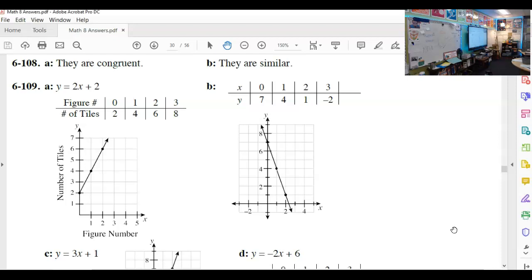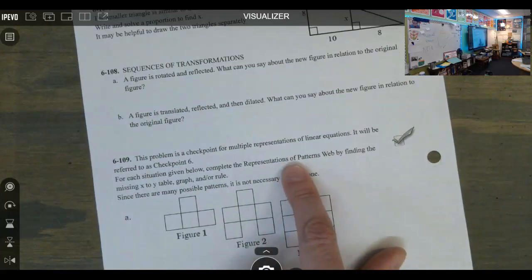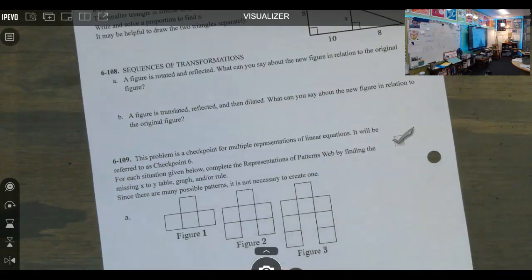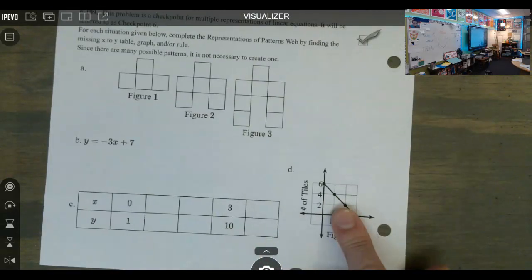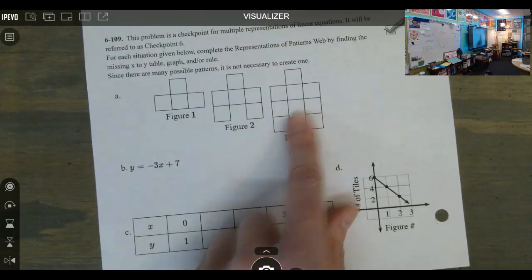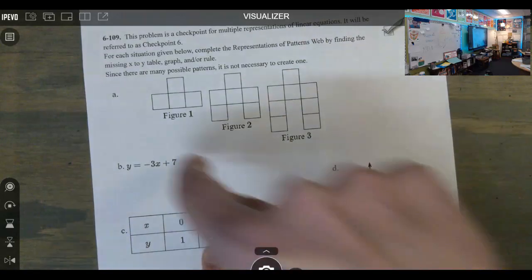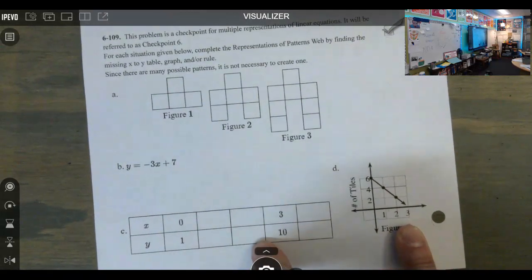For each situation given below, complete the representations of patterns web. So this is kind of another typo that I should go in and fix. Guys, this is a CPM thing that I've pushed back against. The representations of patterns web. If you look that up in your CPM book, it involves a pattern, a rule, a table, and a graph. So you're supposed to complete the ones that you don't have. If it gives you the pattern, make the other 3. If it gives you the rule, make the other 3. If it gives you the table, make the other 3. If it gives you the graph, make the other 3. So you probably need graph paper to do this.